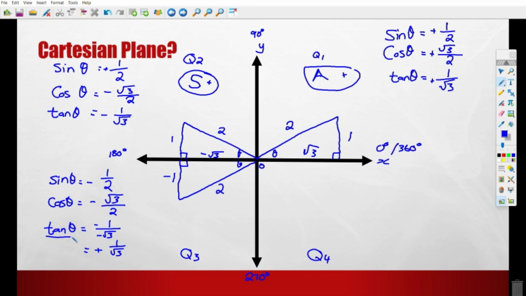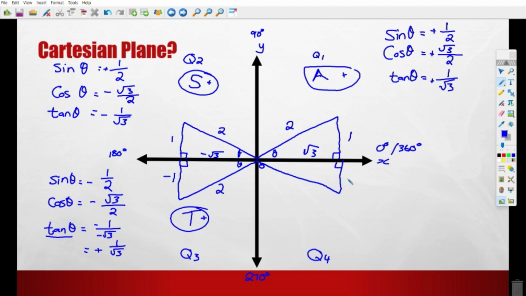Okay, we can see that only tan is positive. So I'm going to say only tan is positive in the third quadrant, because sine and cos are both negative, and they will always be negative. Alright, so now if I do my last one, I draw my triangle again. Okay, now I'm in the fourth quadrant.